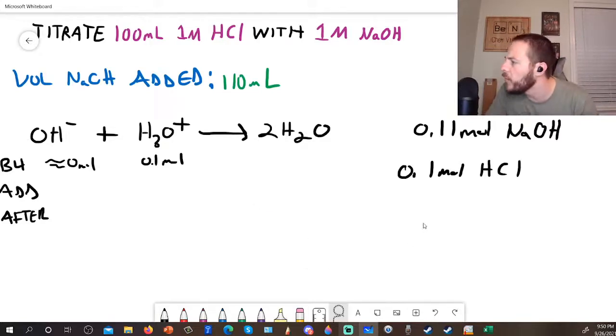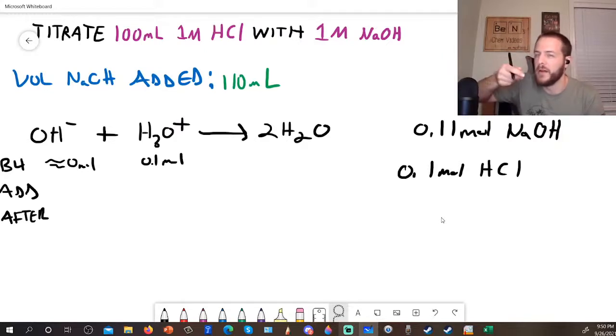JL says, over how much time will each change be measured? I'm not sure what you're talking about. I mean, the reaction is pretty fast. I guess it just really depends on how quick you are with your stopcock. Generally speaking, you want to do it one drop at a time so that you're carefully adding the amount of base that you want in there. You're not adding too much.